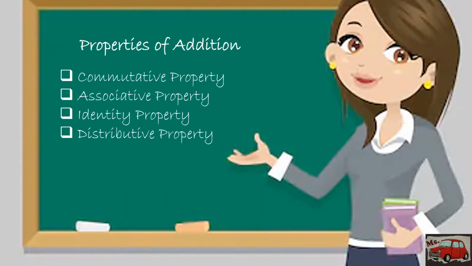Addition has 4 properties. When you say properties, it's just like characteristics or attributes of addition. So we have commutative property, associative property, identity property, and distributive property. And we will talk about those properties one by one.